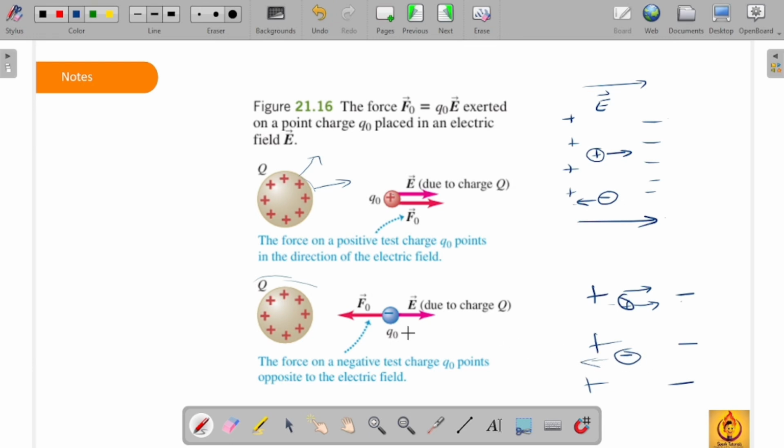It's attracted towards the left. That's why now the electric force is negative, or it is in the opposite direction to the electric field, because now it is repelled.